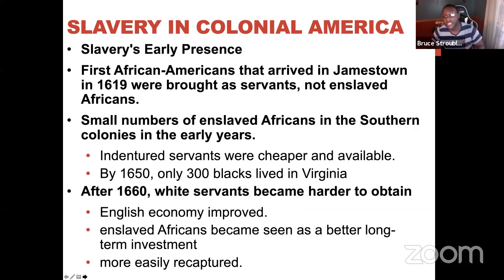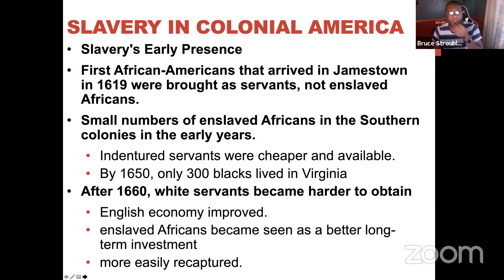However, after 1660, white servants are becoming harder to obtain. The English economy is improving, likely a result of their investments into the colonial system. As their economy is improving, not as many people are willing to make that journey to the New World and put themselves into indentured service contracts. So enslaved Africans became seen as a better long-term investment. You could easily identify them. You could make laws that easily restricted that particular group of people.